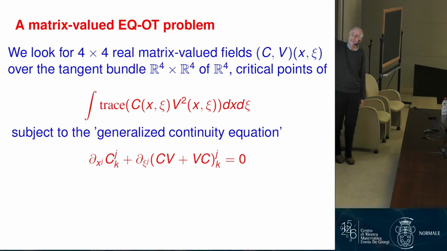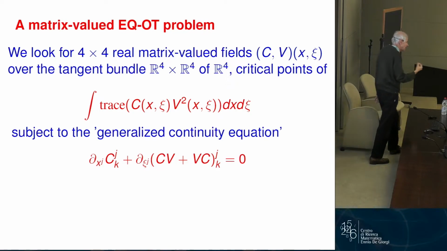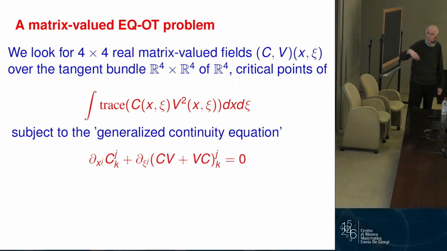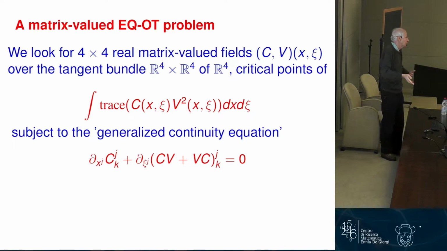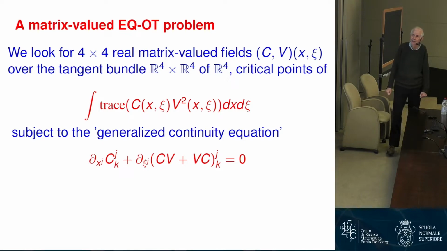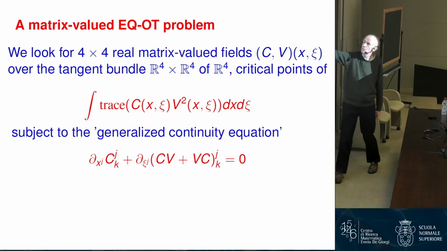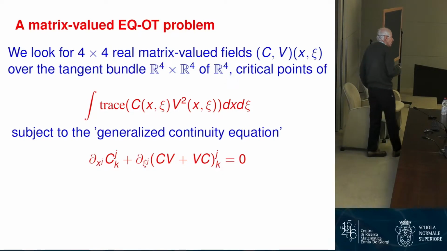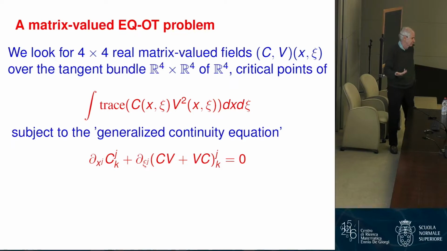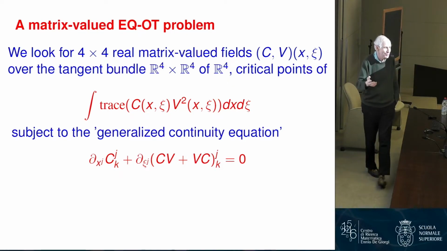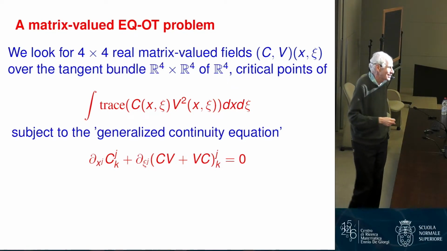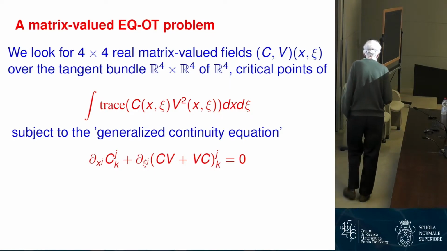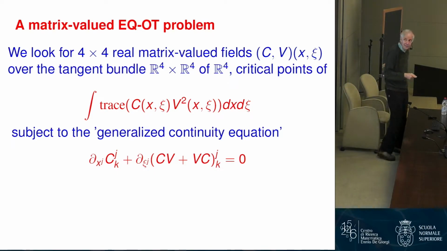Now instead of the time and space as I had before, the first variable x is in the space-time variable in R4. And the second variable xi is a tangent vector. So it's the tangent bundle of the space-time, if you want. So this is R8. And now I am looking for fields, C and V, and this time they are not real numbers or complex numbers, they are 4x4 matrices. Of course you remember that complex numbers are just special 2x2 matrices. So here I jump to 4x4 real matrices.